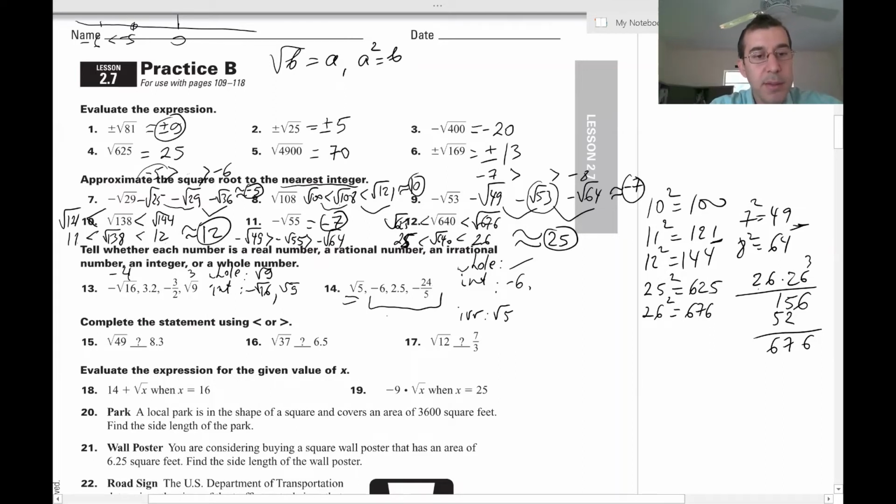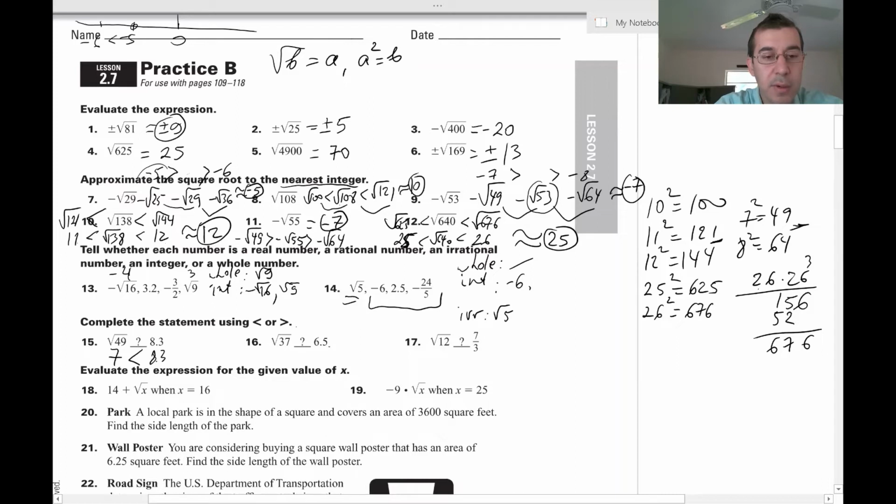Next, complete the statement using less than or greater than. The square root of 49 is 7. So which one is greater, 7 or 8.3? 8.3 is greater, so it's less than. Next one, the square root of 37 is a little more than 6, right? Because 6 times 6 is 36. So this is a little more than 6, but it's not 6.5. So 6.5 is greater than this.